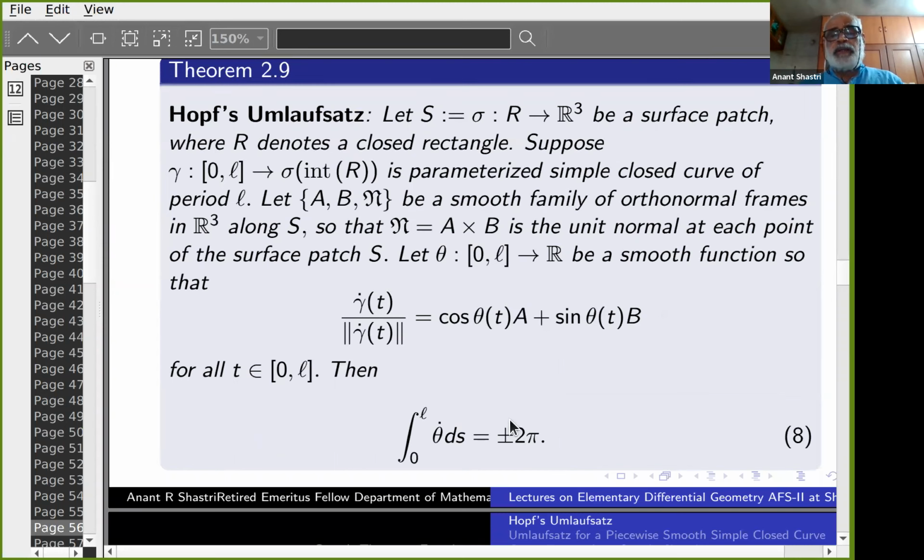Then all that you have to do is take the integral of theta dot from 0 to L, that is equal to plus or minus 2 pi. The sign will depend upon whether you have chosen this theta going counterclockwise or clockwise. So the sign will be somewhat fragile here. If you change the sign of A, the sign of this one will change. That kind of convention is there. Up to that sign, it is always 2 pi.